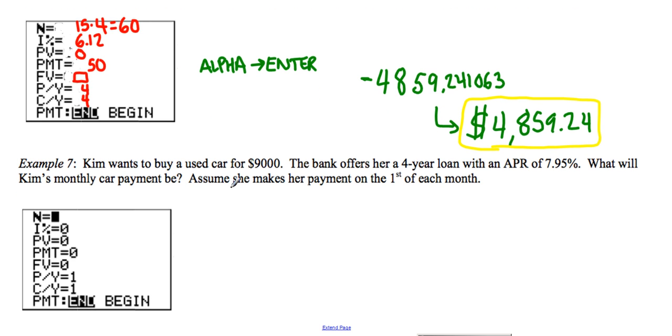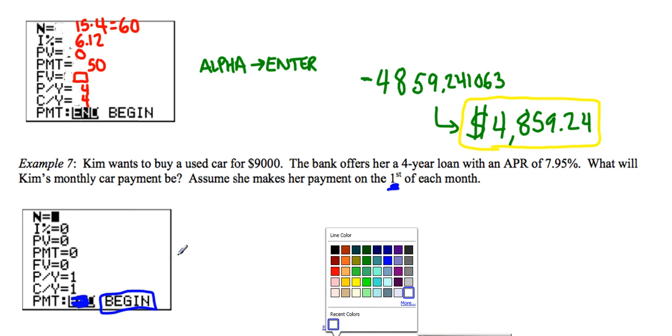Alright, example number 7. Kim wants to buy a used car for $9,000. The bank offers her a 4-year loan with an APR of 7.95%. What will Kim's monthly car payment be? Assume she makes her payment on the 1st of each month. Since we're making our payment at the beginning of the payment period, we're actually going to change that to begin. This is one of the few times we're going to change that.